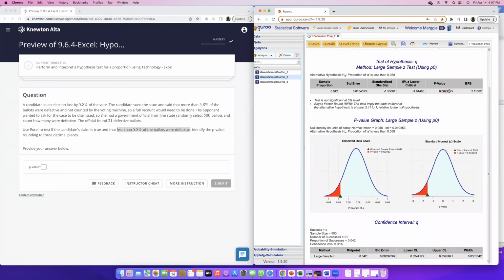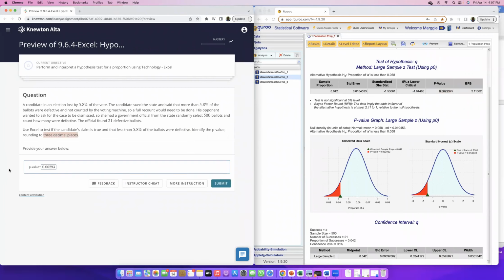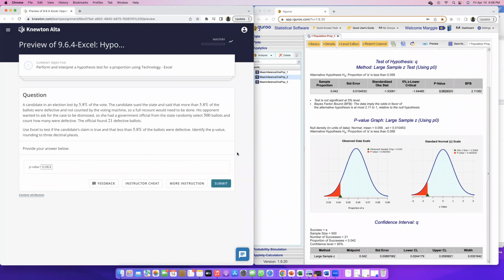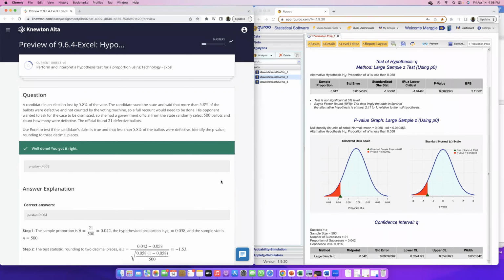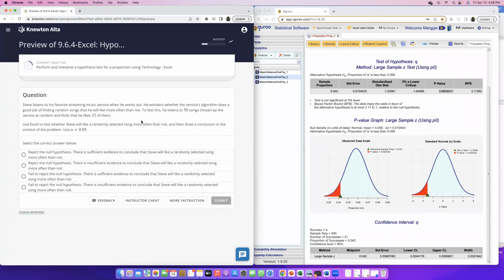So the p-value is 0.06293. Here it's asking me for 3 decimal places, so 0.062 followed by a 9, which means I need to round up to 3. So 0.063 will be the p-value for this case. All right, this is how we calculate the test statistic by hand. You don't need to know how to do that for now.